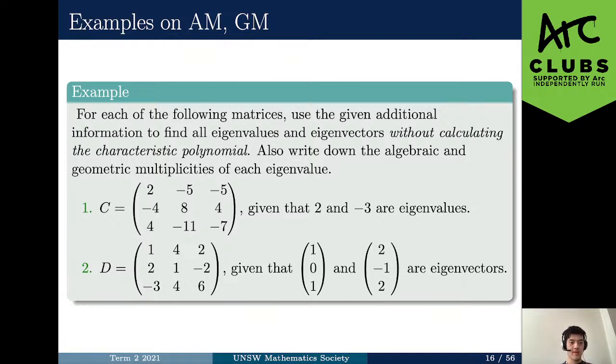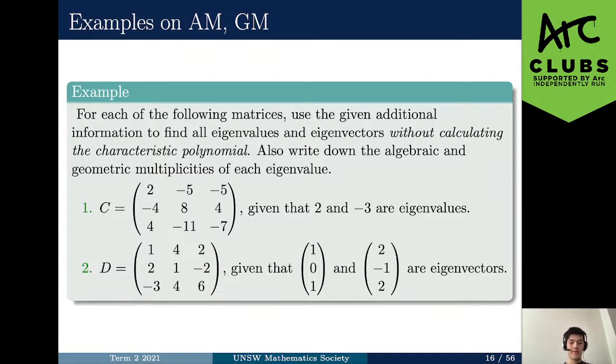For the next question over here, for each of these matrices, we want to calculate the algebraic and geometric multiplicities for each one, as well as find all the eigenvalues and eigenvectors, without calculating the characteristic polynomial. These are 3x3 matrices. You generally don't want to do the characteristic polynomial. It's a huge amount of work. It will probably take you way too much time. So you should always try to find some other method.